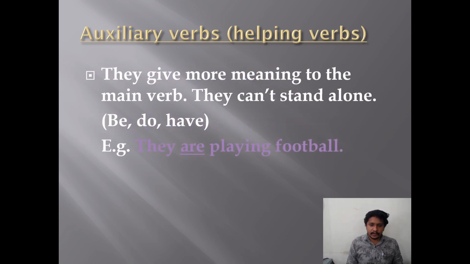For example, they are playing football. Here "are" is underlined, and "are" is the auxiliary verb. What is the main verb here? It is playing. Play is the main verb, and when we use -ing, it becomes a progressive sentence. When we write the -ing form with the main verb, a helping verb is always needed. Its duty is to help or support the main verb.